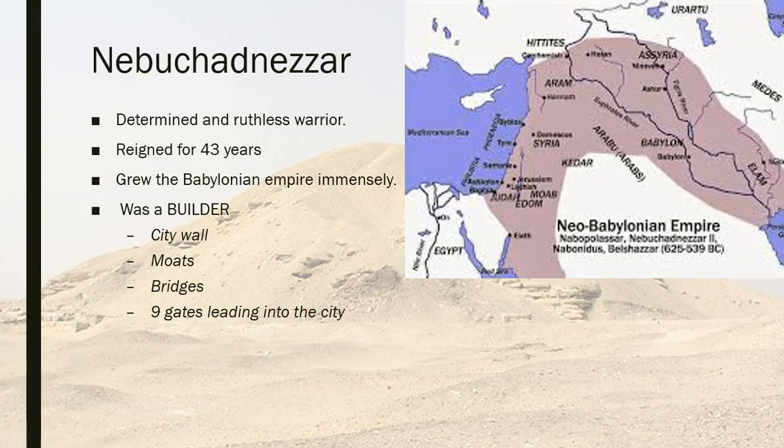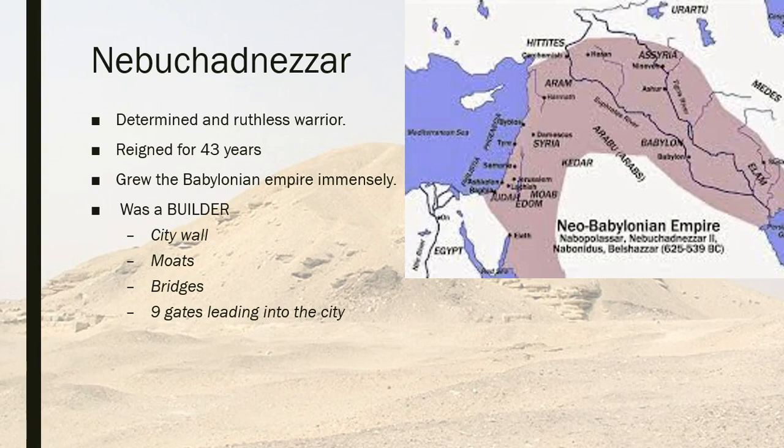At one point, he even fought against one city. They were under siege for like 13 years. I mean, it was pretty intense as a warrior. And in total, he reigned for about 43 years himself. So that's quite a long time. And then he grew the Babylonian Empire. But when we talk about his contributions, we mostly think of him as a builder. So yes, he was an empire builder, but we're talking about a literal builder.